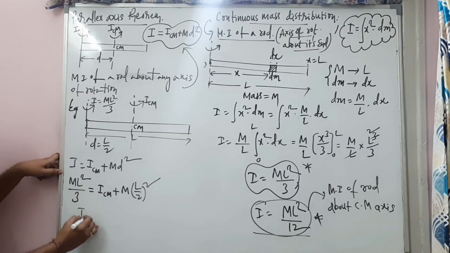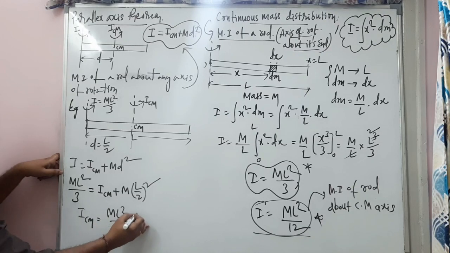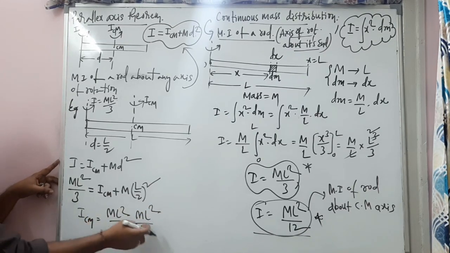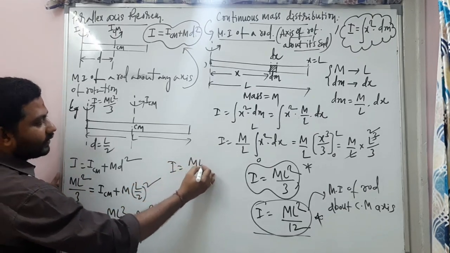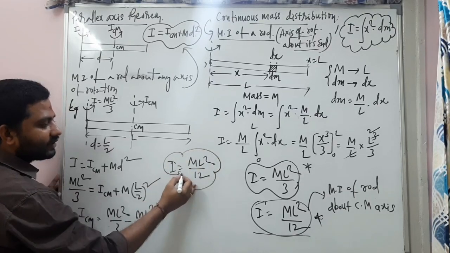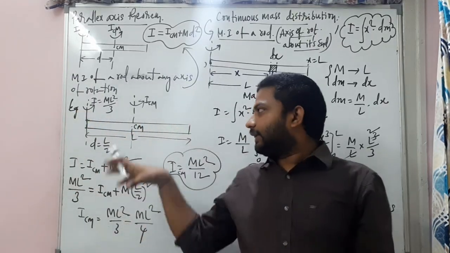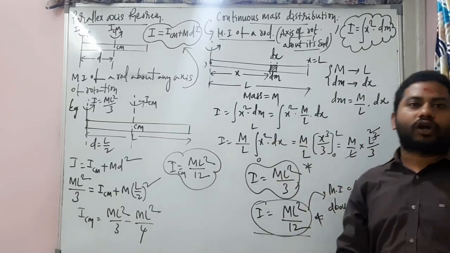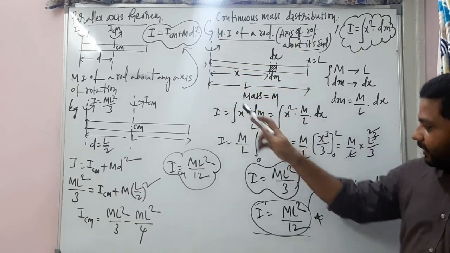Now, ICM is equal to ml square by 3 minus ml square by 4. ml square by 3 minus ml square by 4 is how much? Is it ml square by 12, my dear students? So that's ICM. Moment of inertia of the rod about the center of mass axis is ml square by 12. Moment of inertia of the rod about the axis of rotation at the end is ml square by 3.